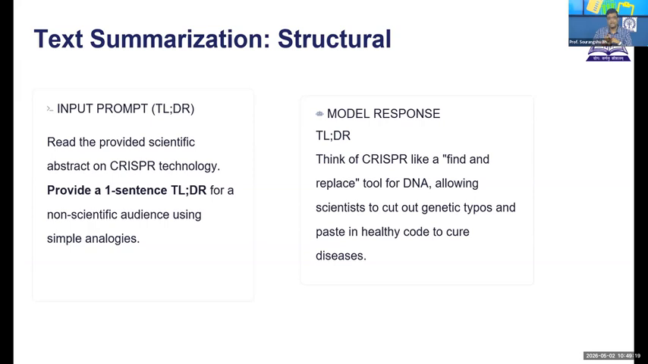Here is another one. Read the provided scientific abstract on CRISPR technology. CRISPR is this gene editing technology. And provide a one sentence TLDR for a non-scientific audience using simple analogies. So you want it to summarize, but you also want it to explain to a non-scientific audience. This is another summarization example where you want a single sentence summary, but for a non-scientific audience.